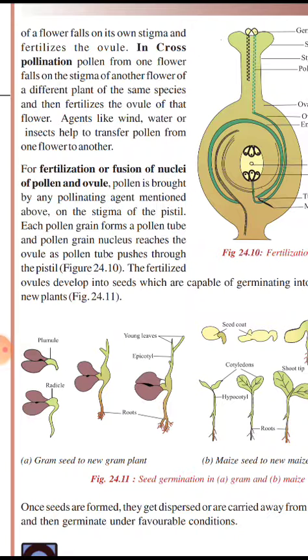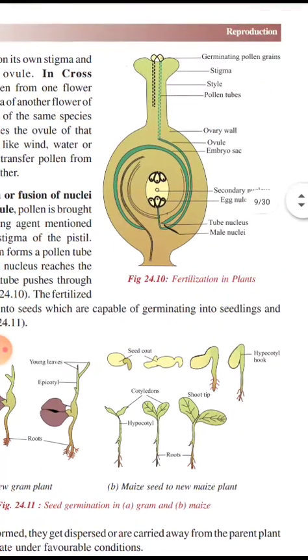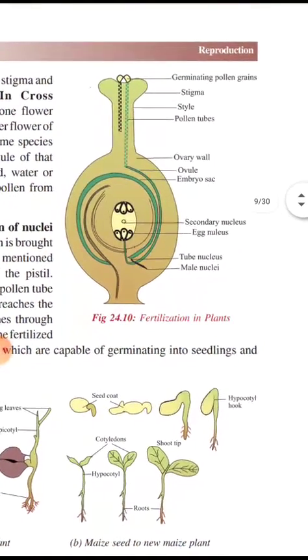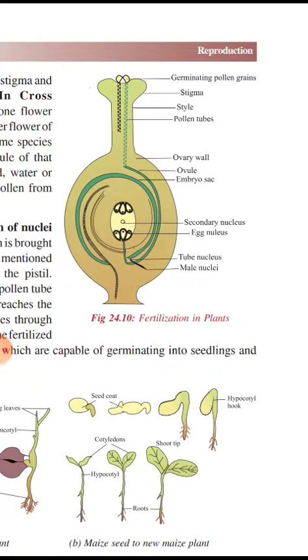So the pollen is brought by any pollinating agent mentioned above, that is wind or insects or water, and this pollen falls onto the stigma of the pistil. Here you can see the stigma, and the pollen grain above. It produces pollen tubes, and then it reaches the nuclei of the ovule. Okay, then there the fertilization happens. You can see the diagram and you will understand how this process happens.